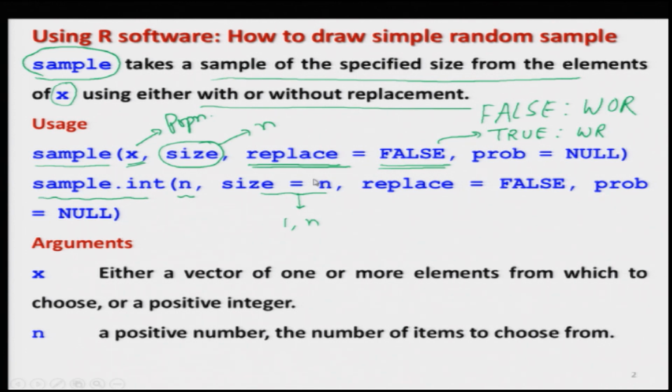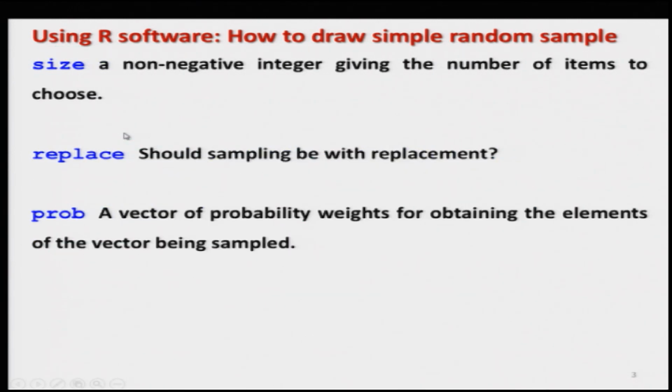So, I already have explained what is x and what is n, which is the sample size in these cases, and what is the size. Once again I am giving you brief details for your records: size n is a non-negative integer which gives the number of items to be chosen, which is your sample size. Replace is a command which asks whether sampling should be without replacement or not. So, that I already have explained.